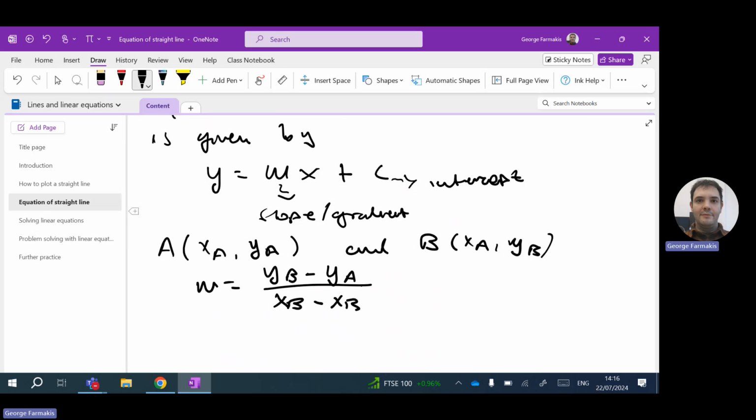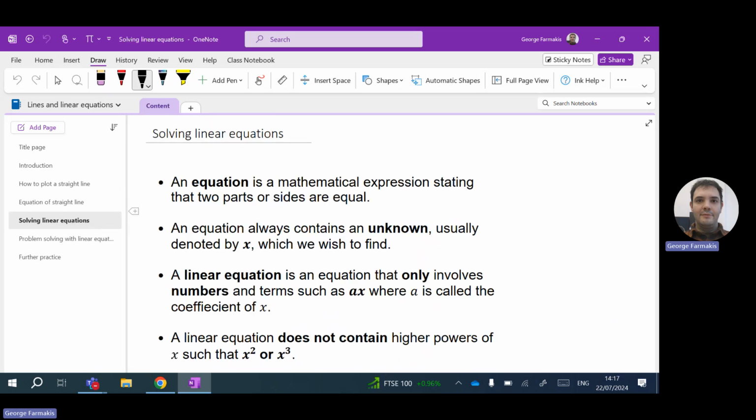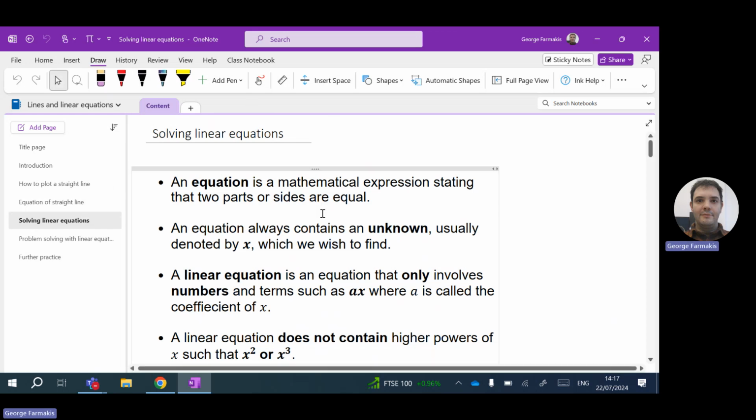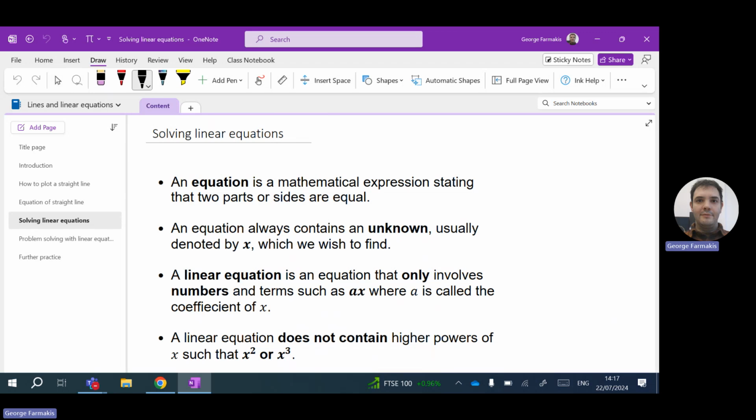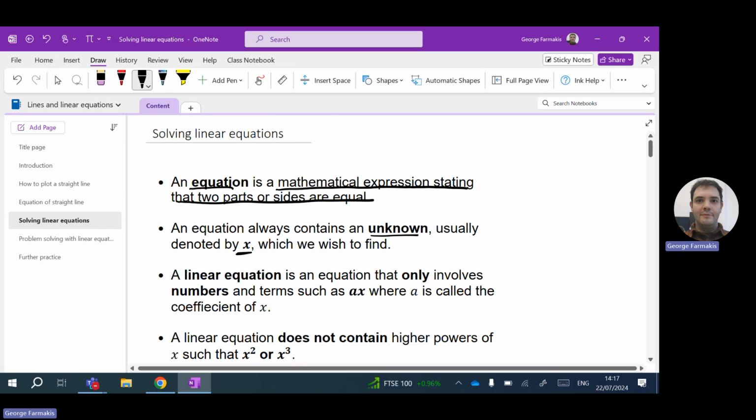Okay, now let's move on to the part of solving linear equations. Some terminology first. An equation is a mathematical expression stating that two parts or sides are equal. Usually an equation contains an unknown, which we usually denote by x. And the unknown is what we wish to find.